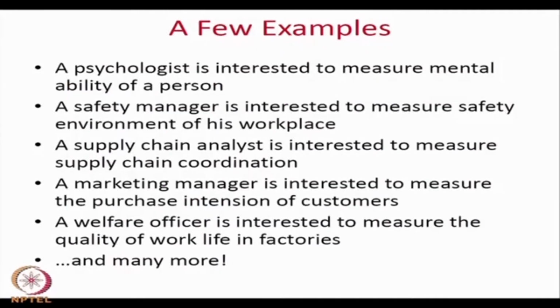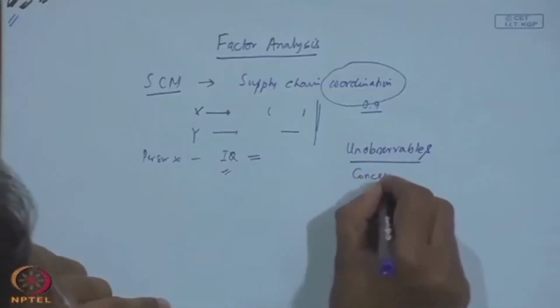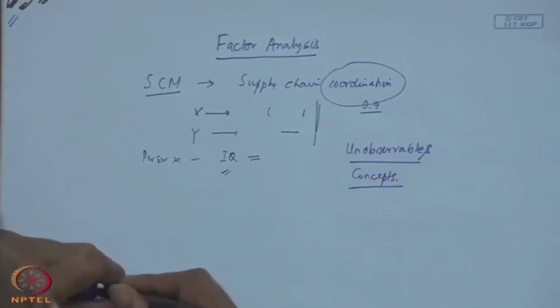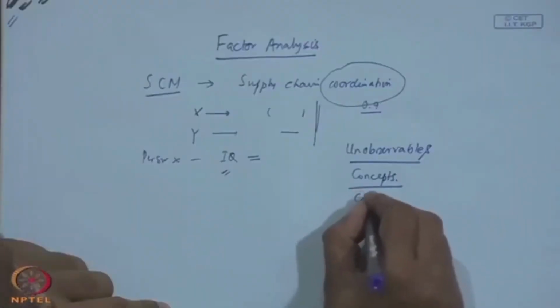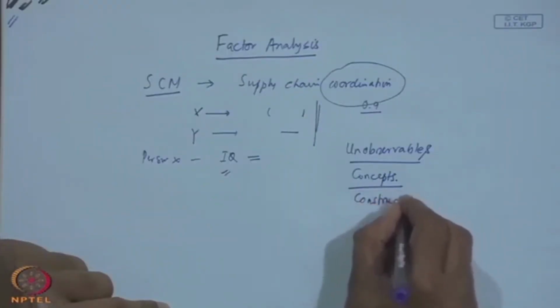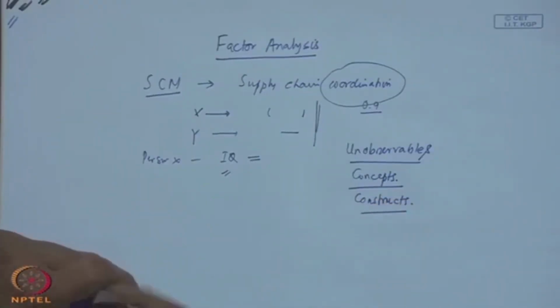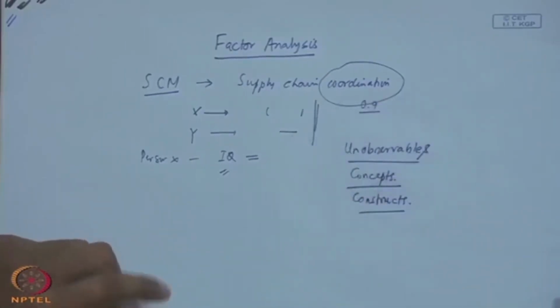You can find 100 such examples, where there is no single hardware-based instrument with which you will go and measure. It is not possible. However, in 90% of cases we take decisions based on this type of concept. Many a time we say constructs. So by saying this, we are basically talking about an unobservable concept, a construct.